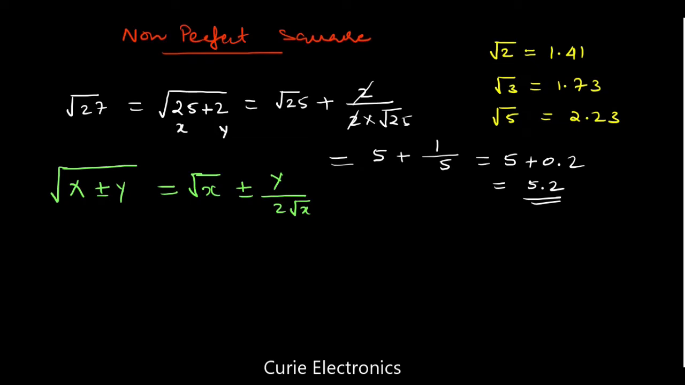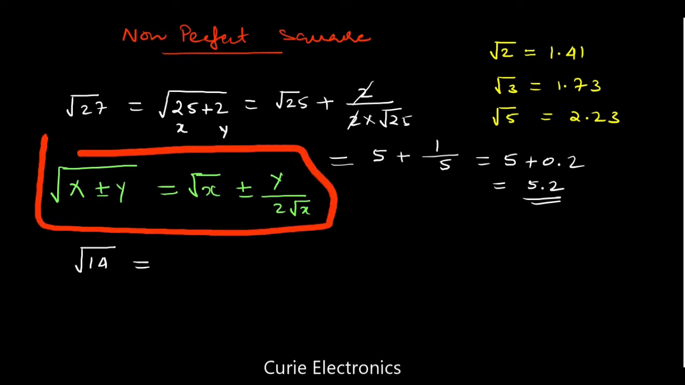Now let's take a smaller number. Find the square root of 14. How do you find it? We apply the same equation. If it is a non-perfect square, it is a simple thing. It is better to remember this equation. Once you practice two or three problems, it will be very easy.